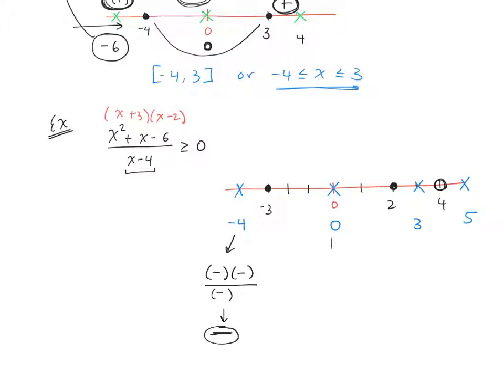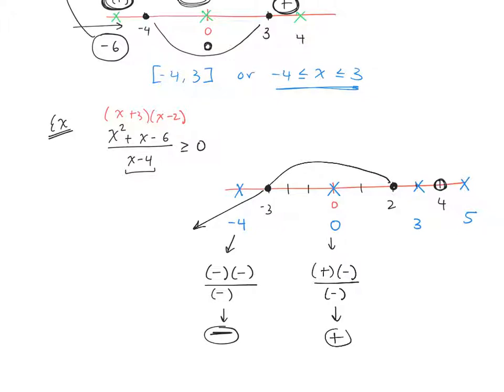Then let's pick 0, and again, the first factor is positive, the second one is negative, and the one on the bottom is negative. So negative times positive is negative, over negative is positive. So anything between here and here is positive. This is negative.